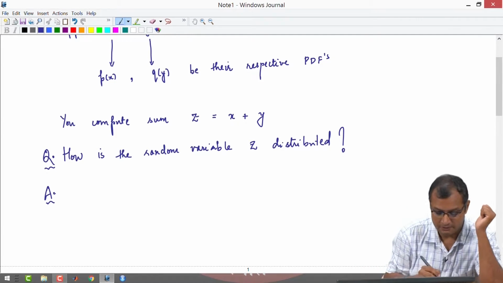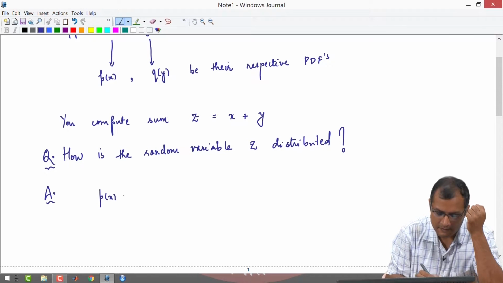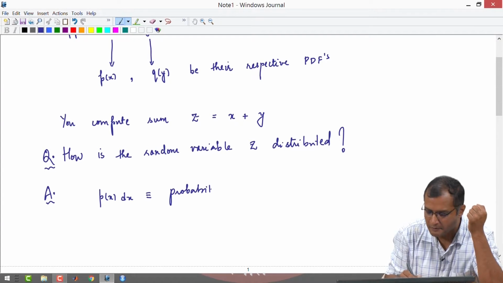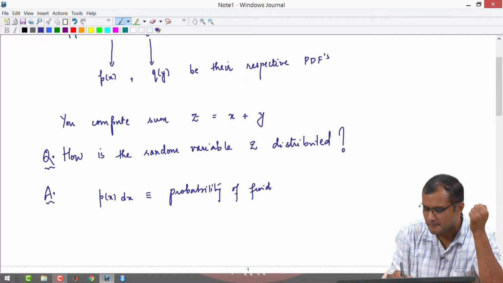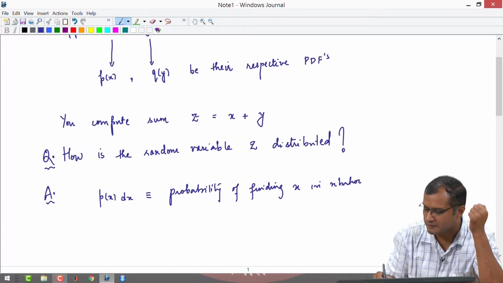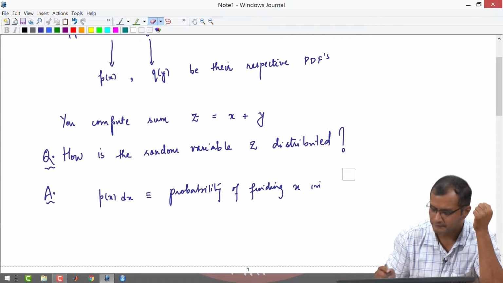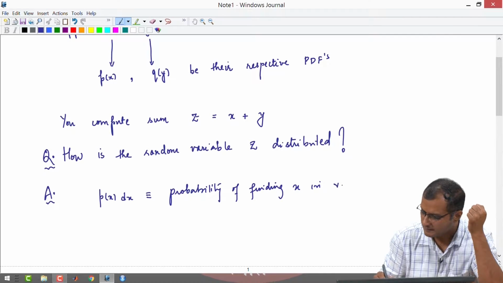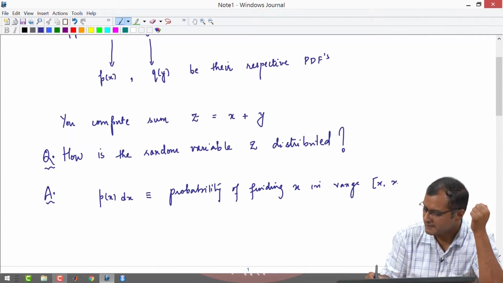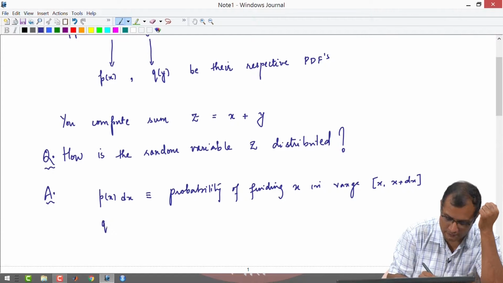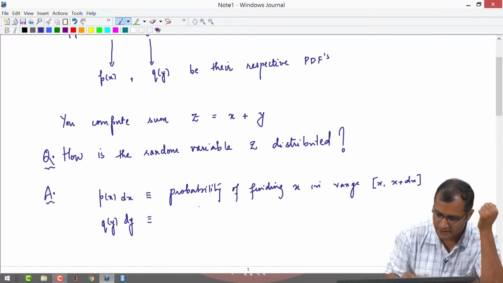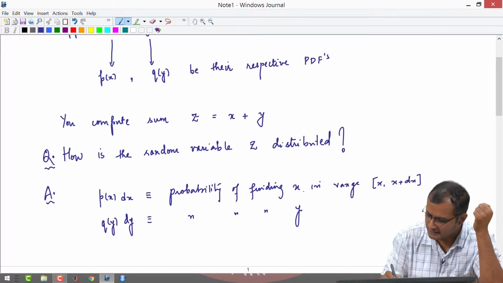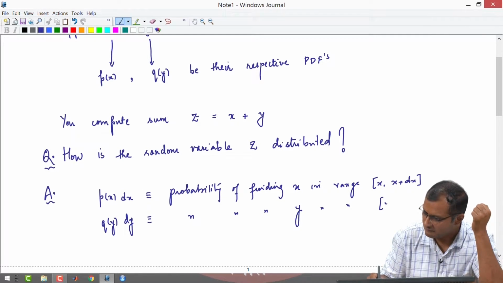So, recall that p of x dx is the probability of finding x in the neighborhood, okay, in the neighborhood of or in the interval x to x plus dx, and similarly q of y dy is the probability of finding y in range y to y plus dy.